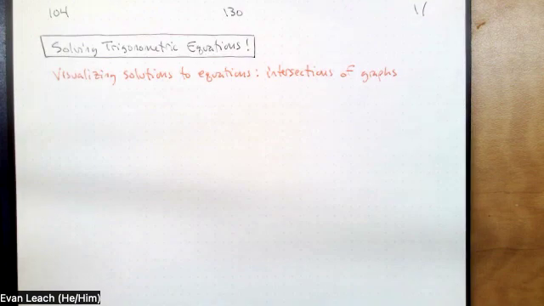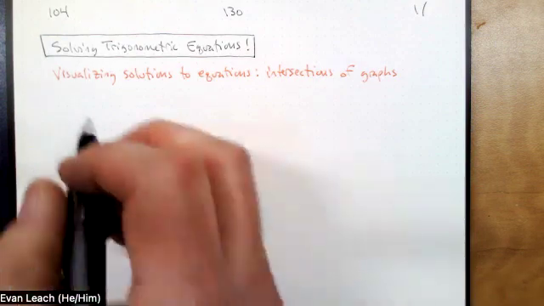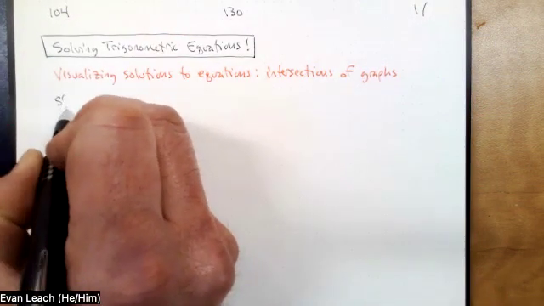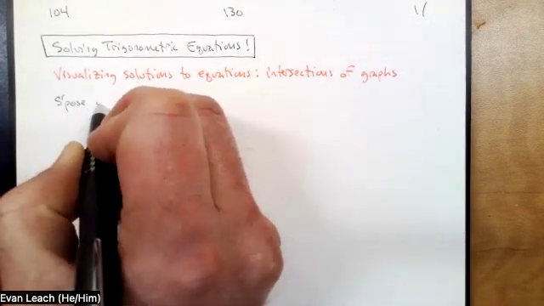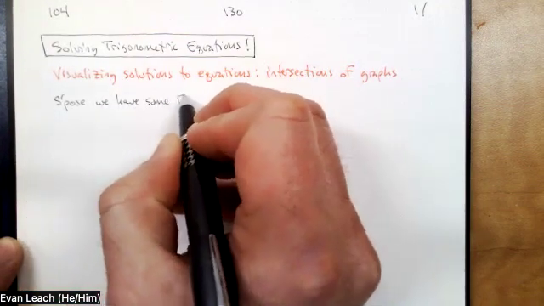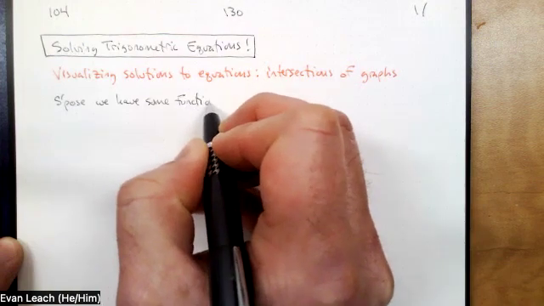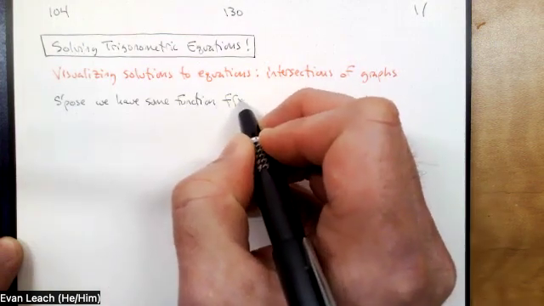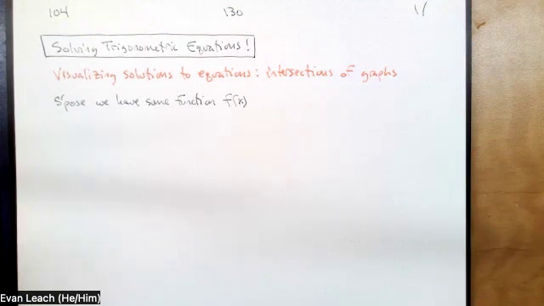So let's suppose that we have some function. I'm going to have the generic name function f of x.